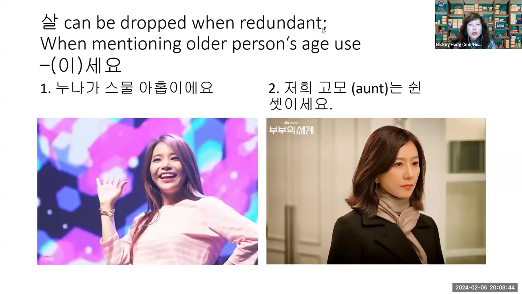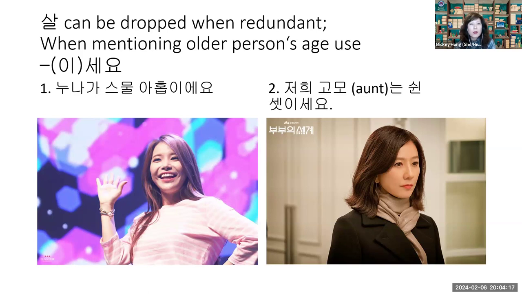So, when you're just talking about age as we do in English, like he or she is 20, instead of 20 years old, or he or she is 5, we do the same thing in Korean. You can drop the counter. 누나가 29이에요. 저희 고모는 53이세요. So 고모 is on your father's side of the family.